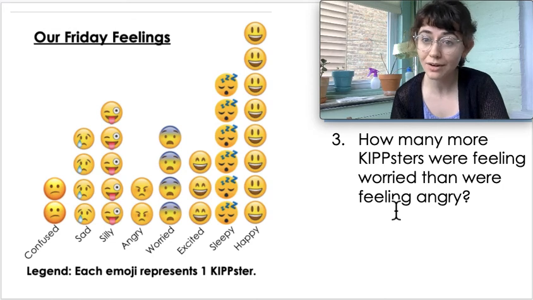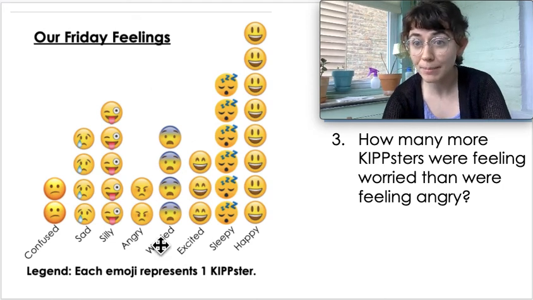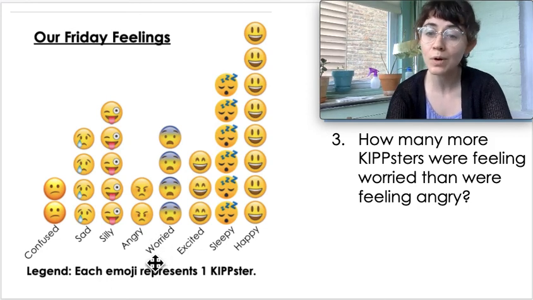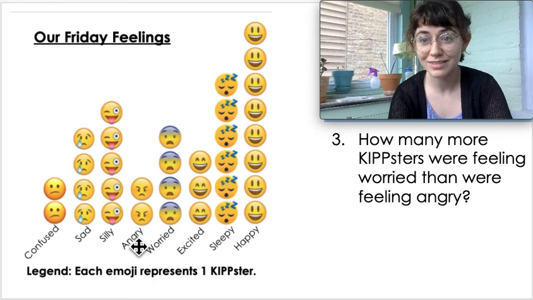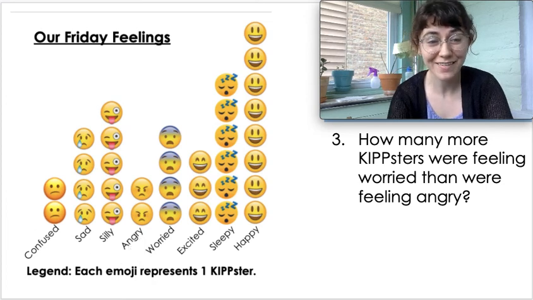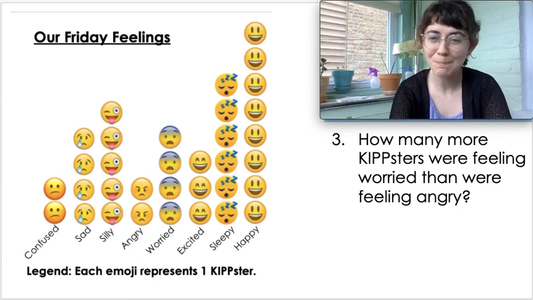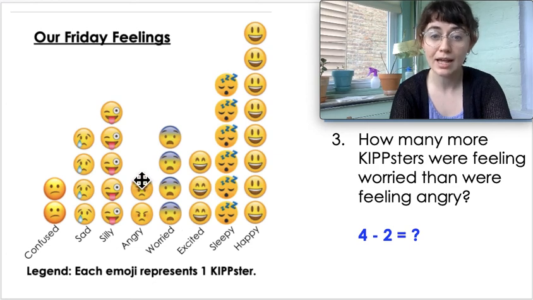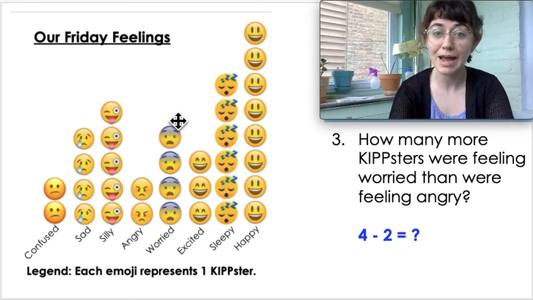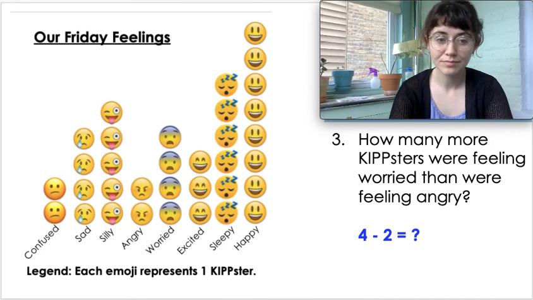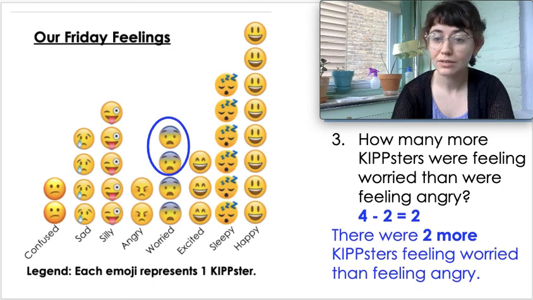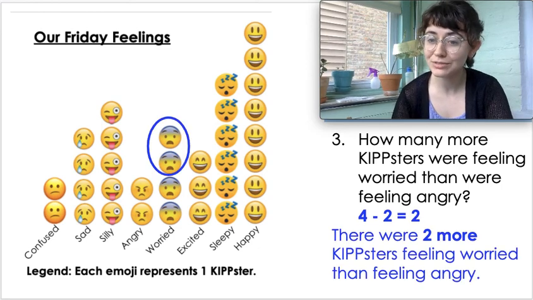So go ahead and look at your picture graph and write a number sentence using subtraction to find out how many more KIPPsters were feeling worried than were feeling angry. Go ahead and write that number sentence down and solve it if you want. The number sentence you should have written down was 4 minus 2, because there were 4 KIPPsters who chose worried and 2 who chose angry. So 4 minus 2. Then the answer is, of course, 2. There were 2 more KIPPsters feeling worried than angry.